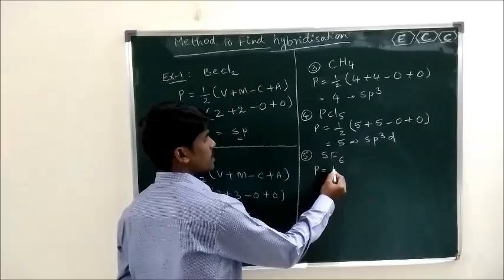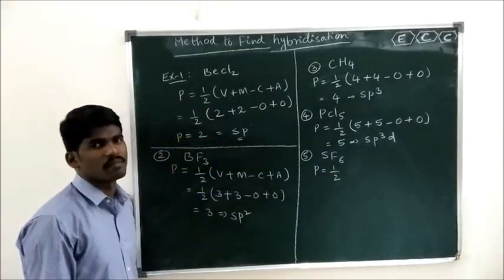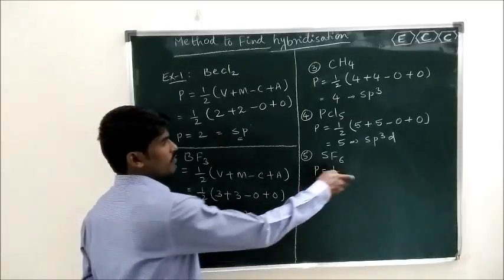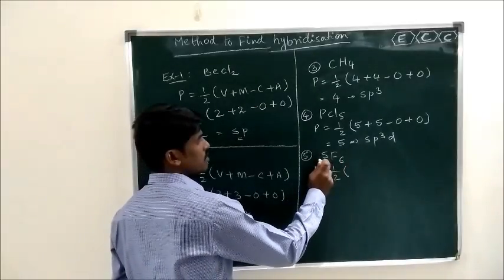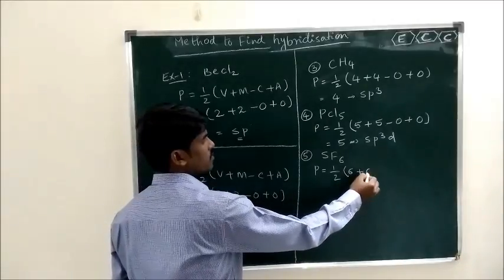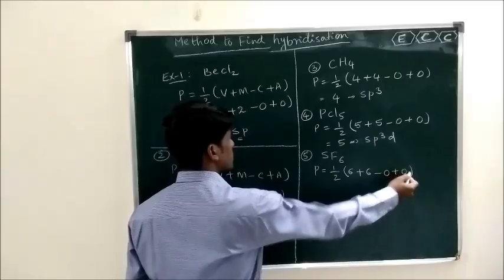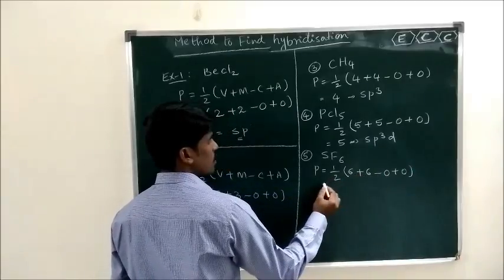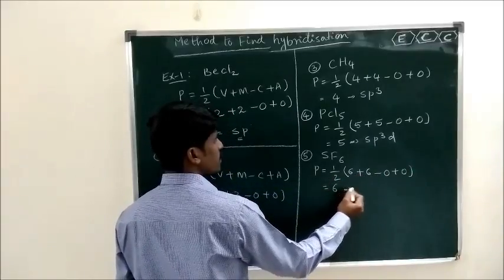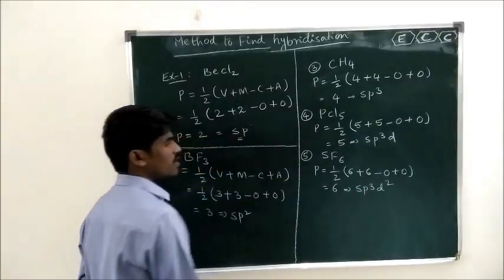What is the formula? P is equal to half of V plus M minus C plus A. Half of valence electrons around sulfur, 6. Monovalent atoms, 6. Charge on cation, 0. Anion, 0. 6 plus 6, 12. 12 by 2, 6. If P value is equal to 6, hybridization is sp3d2.